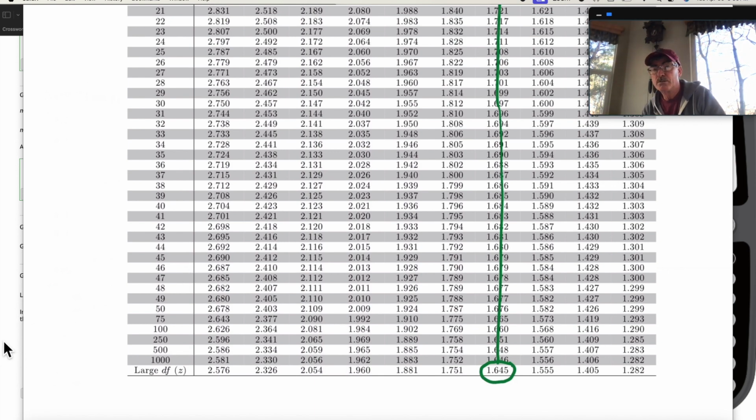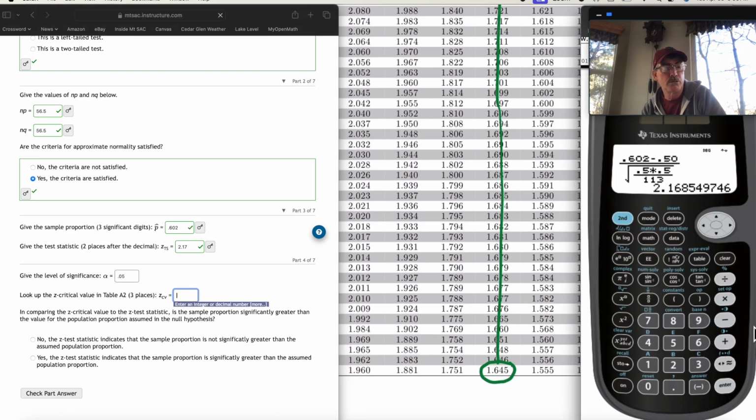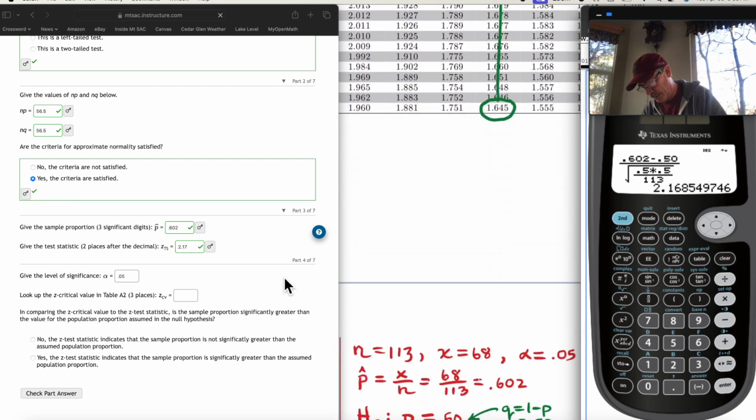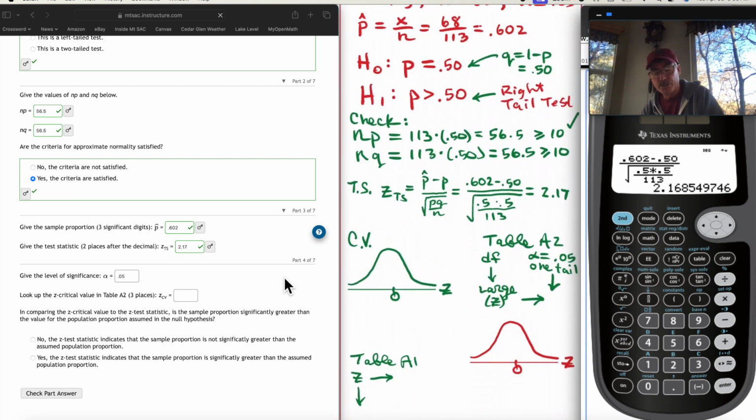Let me pop over there real quick, and maybe we can add to our picture here. So 1.645 is what we got. It's a right-tail test, so I'll put this to the right of 0 and not make it negative. Again, that's the z critical value, with a little subscript CV like that. That's all we have to do here. We'll just put it in.